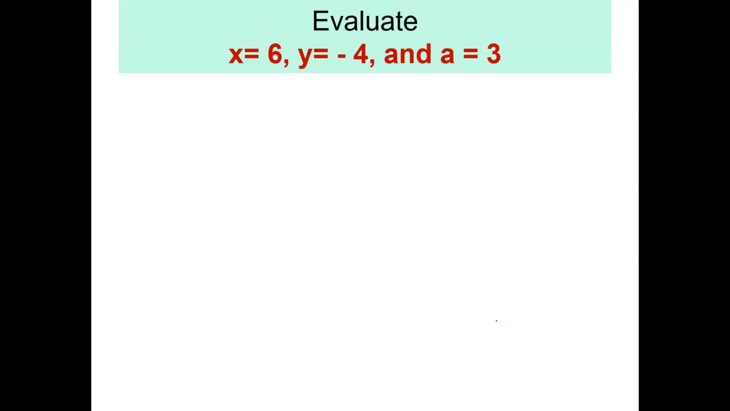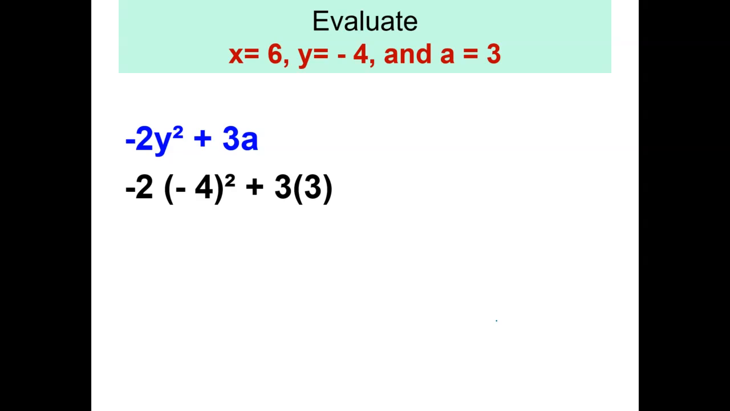Let's evaluate now. X will be 6, Y will be negative 4, and A will be 3. And we are evaluating this for negative 2y squared plus 3a. Wherever you see the y, you replace it by negative 4. Wherever you see the a, you will replace that by 3. So this is how I will write it.